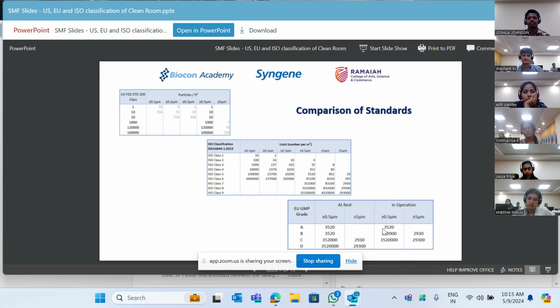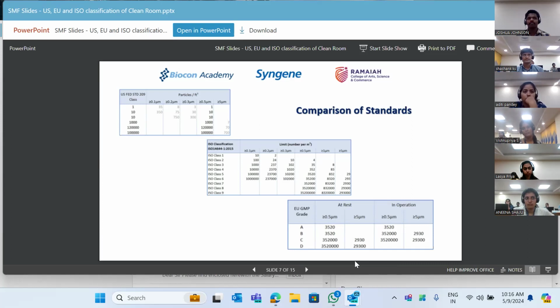ISO 14644 has largely replaced US Federal Standard 209E as the international standard for clean room classification and monitoring. While there are differences in particle size limits and classification schemes, efforts have been made to align the two standards. Now there is a conversion table available to relate ISO classes to equivalent US federal standard classes. This table is very important for us to have an equivalency between ISO and US federal 209E.